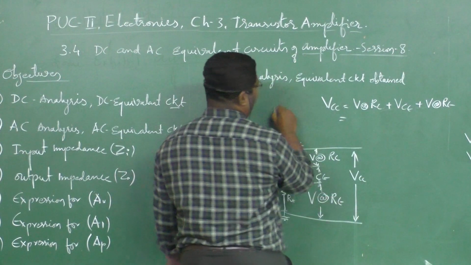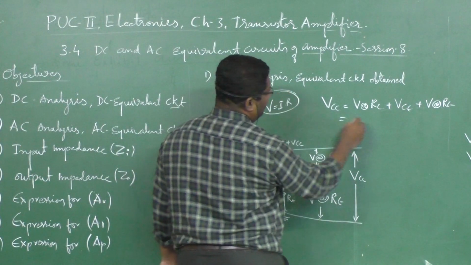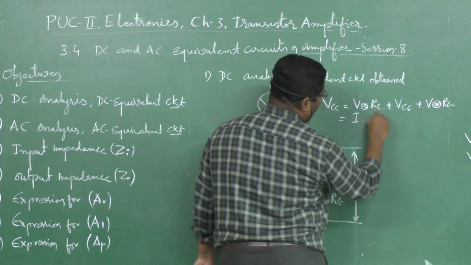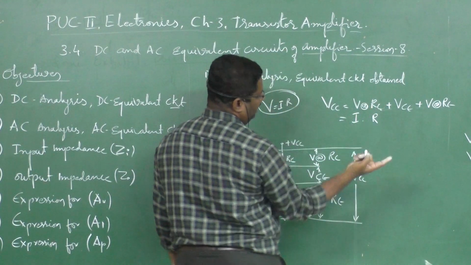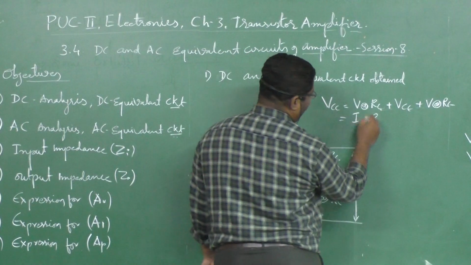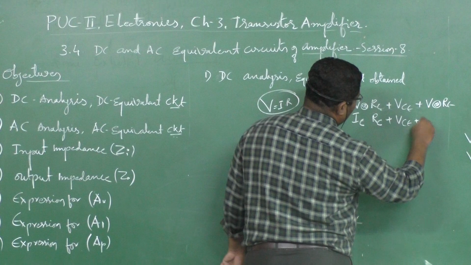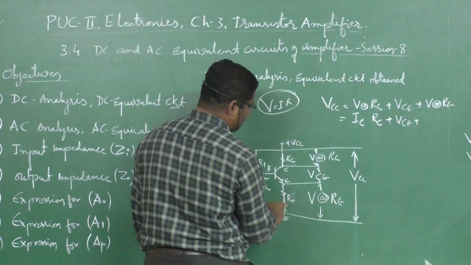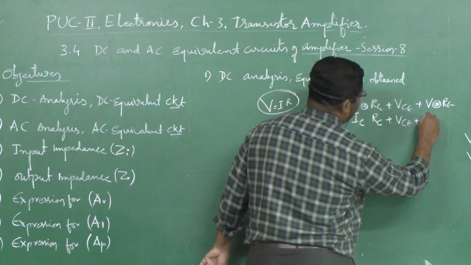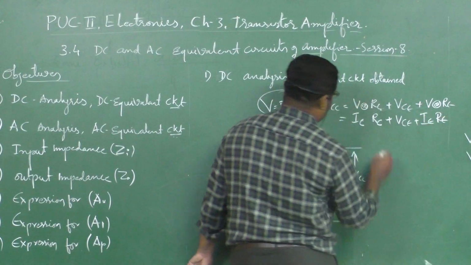V is equal to what we have? V is equal to I into R. So that's why I into R. But here, across what voltage is this? Across the RC. So that's why RC IC plus VCE plus this is the voltage across RE, the emitter resistance. So that's why IE and RE.